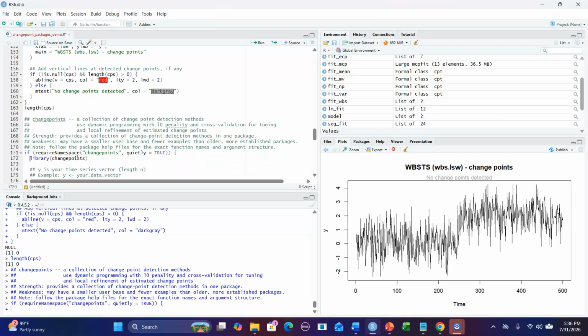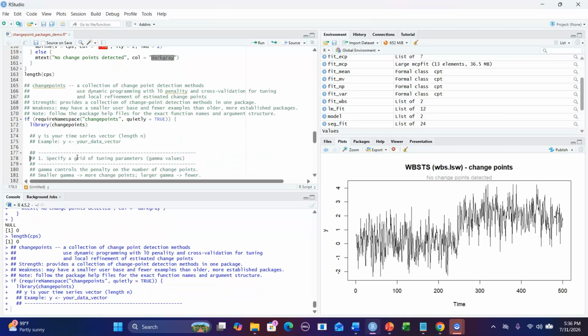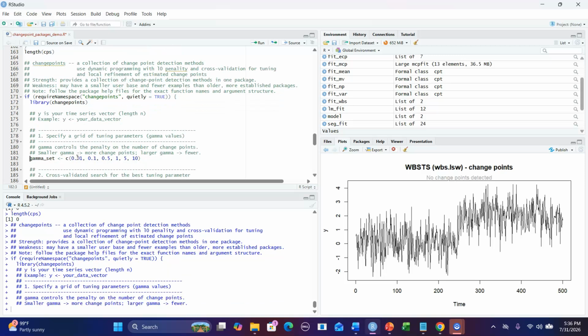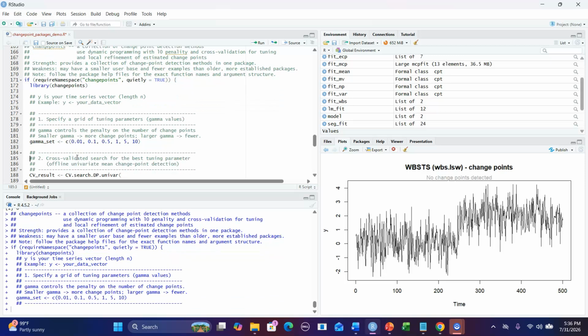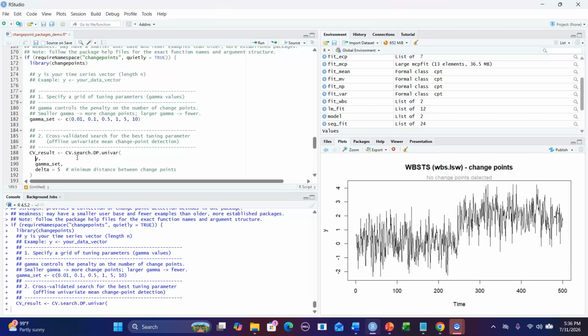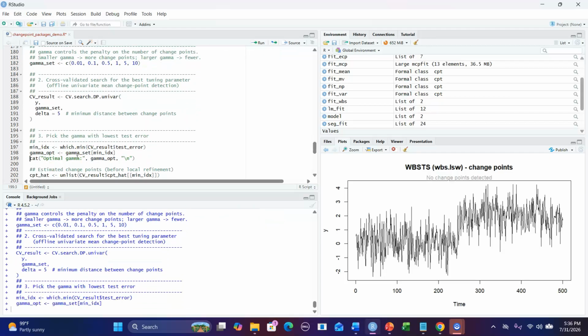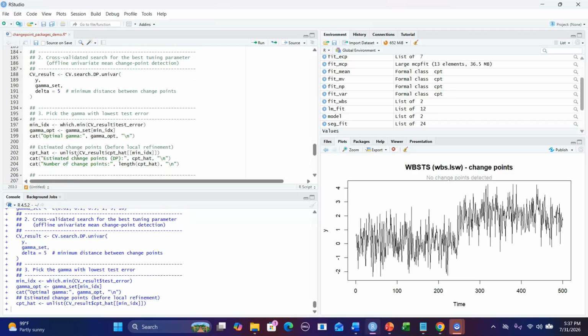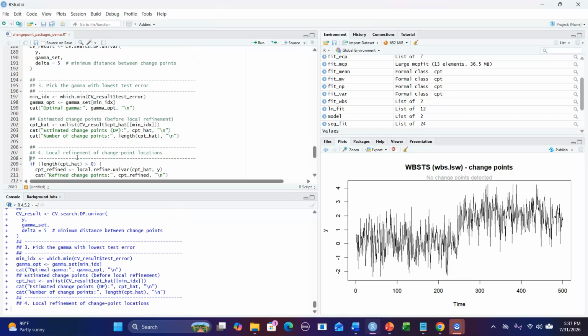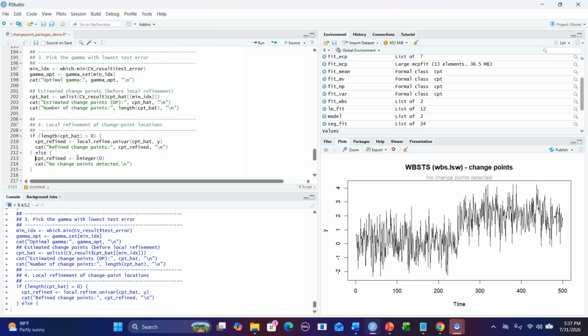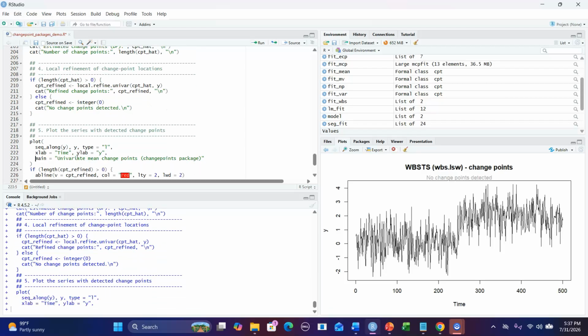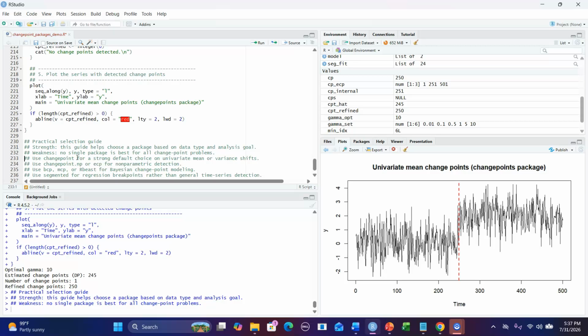Let's just take a look at how it works. Okay, so first we prepare the data, set the gamma set, do the cross-validation, and then pick the gamma with the lowest errors. Then you can use the local refinement, do the plots, and after going through all this trouble, you get, hey, this time it worked. Univariate mean change point packages.